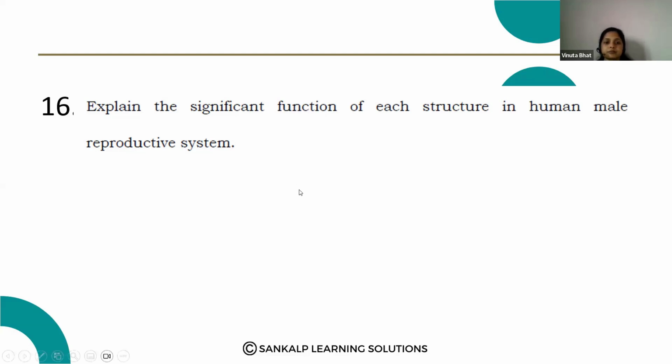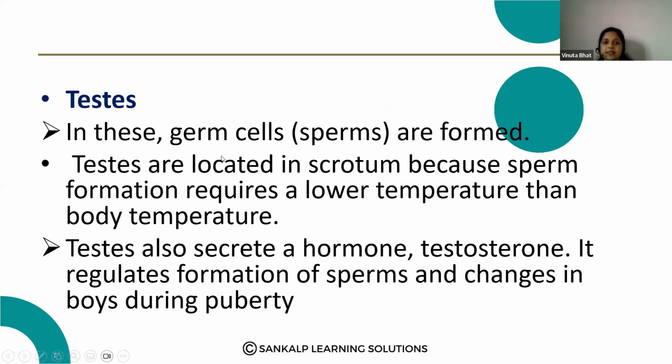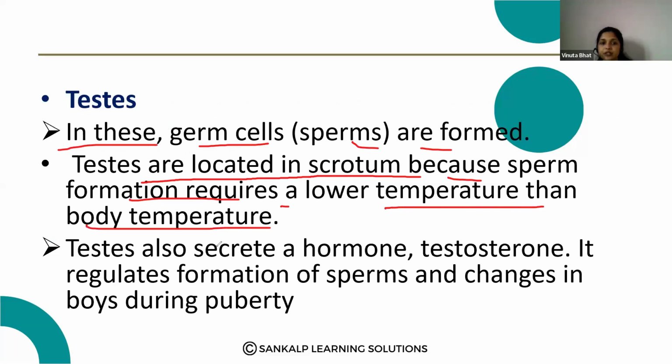Here, testes. This is the 5 mark question. In these, germ cells, meaning sperms, are formed. Testes are located in the scrotum because sperm formation requires a lower temperature than the body temperature, and testes also secrete the hormone testosterone. It regulates the formation of the sperms and changes in the body during puberty.